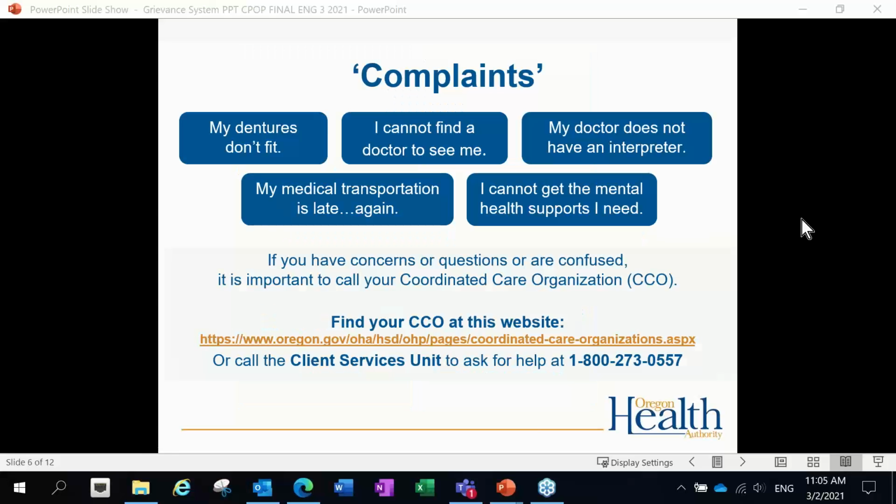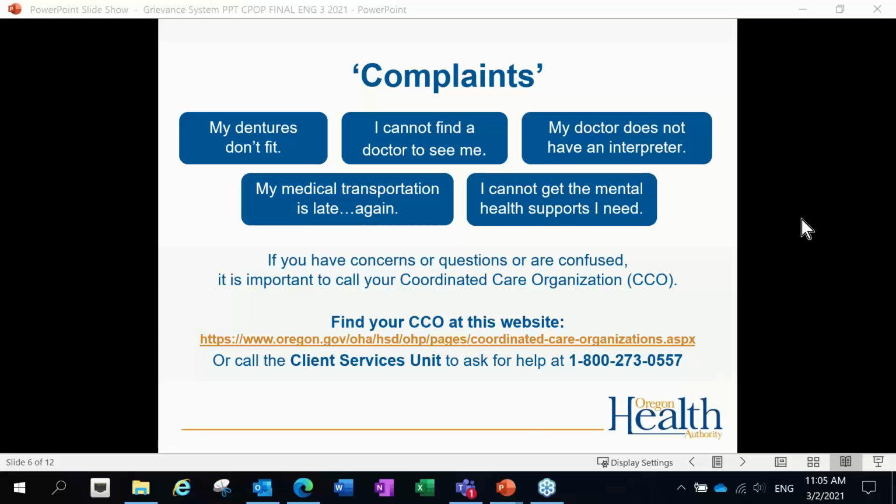So complaints. What type of complaints do folks submit to not only the coordinated care organizations, but also to the Oregon Health Authority? There are a few that are here listed. One is my dentures don't fit. Another could be they can't find a doctor. They can't find a specialist that they were referred to. My doctor does not have interpreters in the office. So when I show up to my appointments, I have a hard time understanding and they're not providing me with an interpreter. My medical transportation is late again.